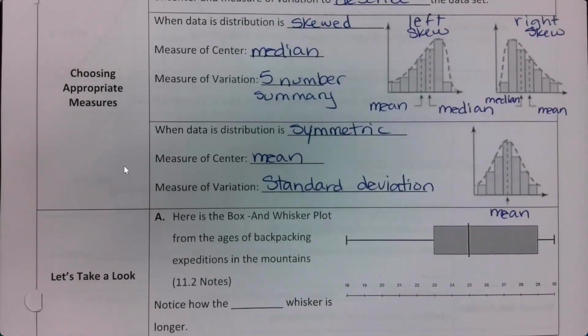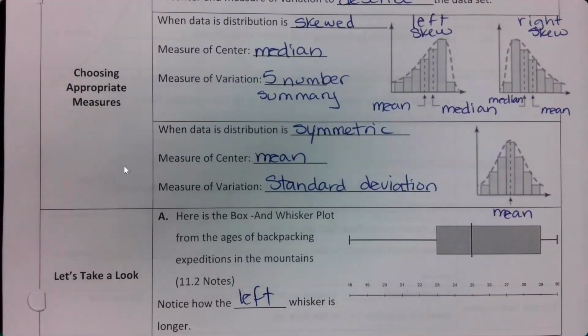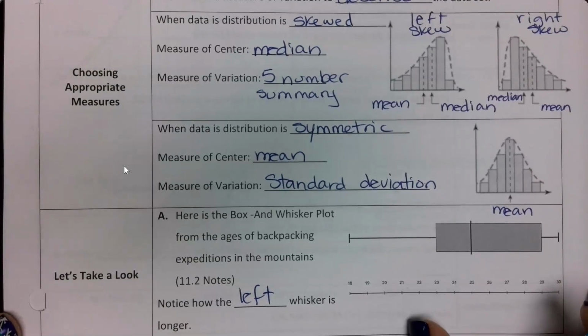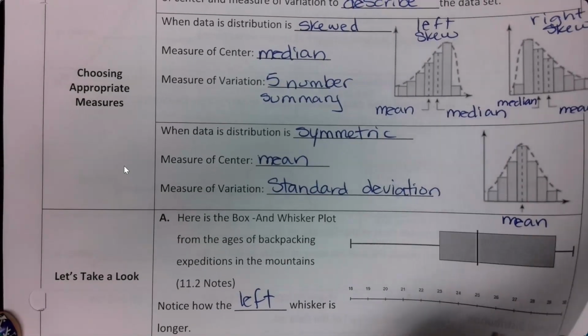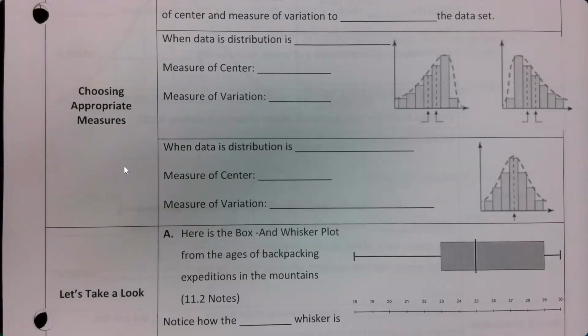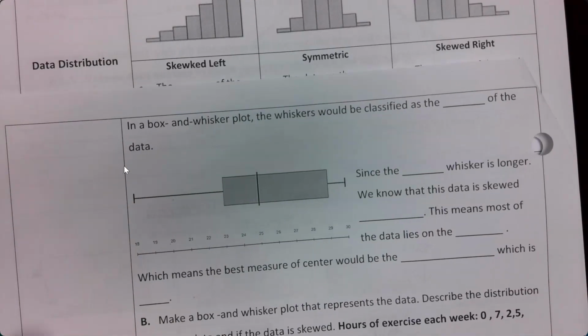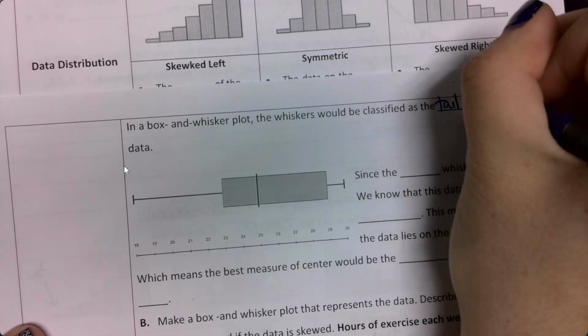Okay, so here we have a box and whisker plot from the ages of the backpacking expeditions in the mountains that we did in our 11.2 notes. Notice how my left whisker is longer. So, in the box and whisker plots, the whiskers would be classified as my tails of the data.